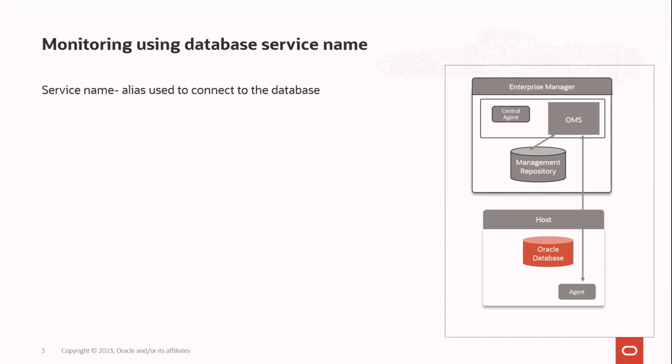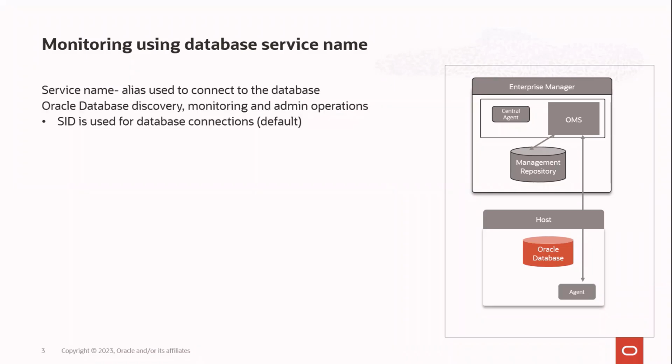A database service is an alias used to connect to the database. Database services are used, for example, in scenarios where you want applications to connect to a preferred subset of rack nodes. You can create services for your rack databases, single instance databases, and pluggable databases or PDBs. When Enterprise Manager connects to the database, it uses, by default, the database SID to connect to the database for discovery, monitoring, and admin operations like creating tables.